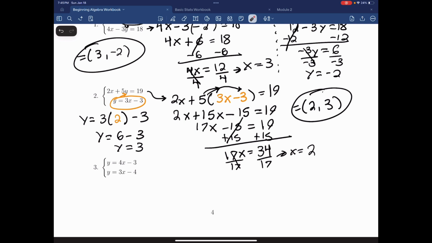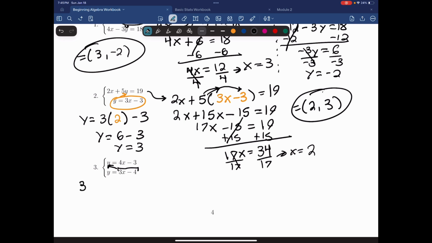Alright, for example 3, we have y equals 4x minus 3 and y equals 3x minus 4. So this system looks a little bit different, but we can still use substitution, and here's why. Both these equations are set equal to y, but we can take either equation and substitute y in for either. So I'm going to take this bottom equation and substitute it into this top equation. Since y is equal to this expression, 3x minus 4, I'm going to take this expression, 3x minus 4, and plug it directly into y.